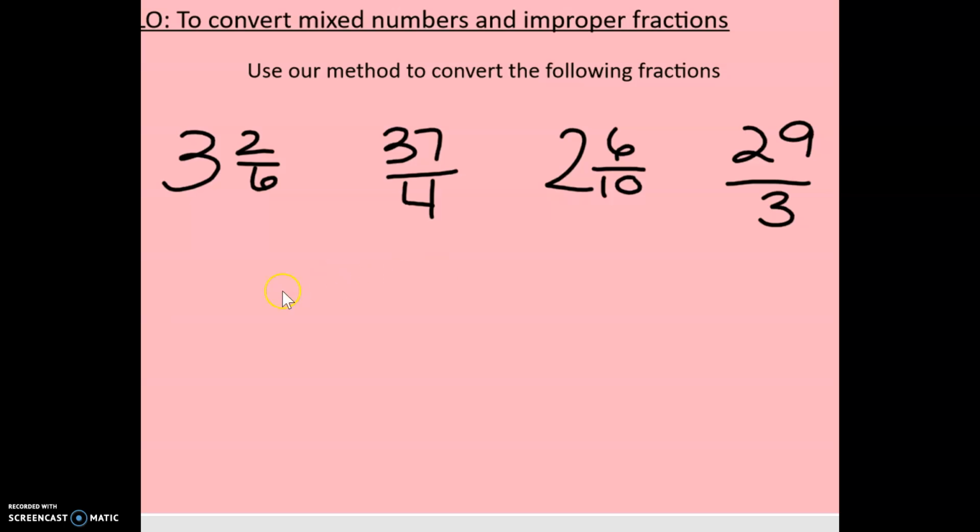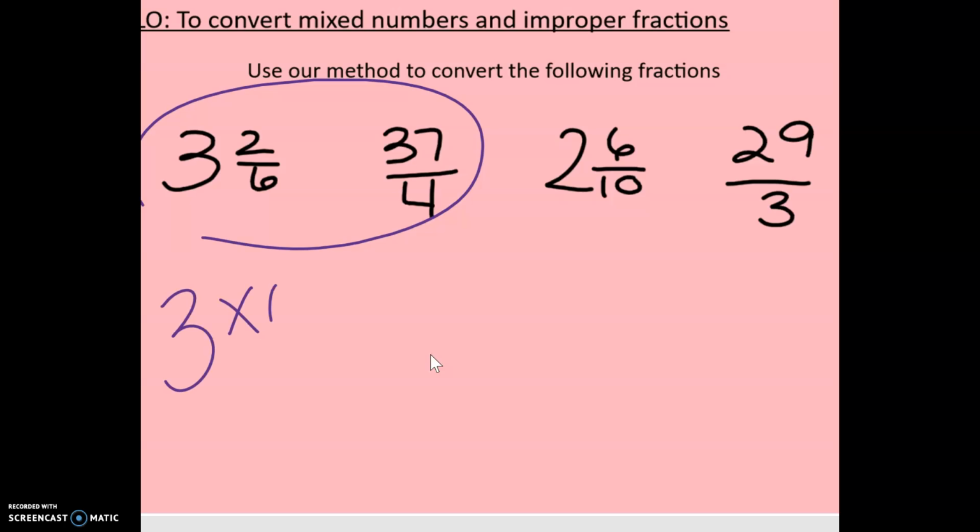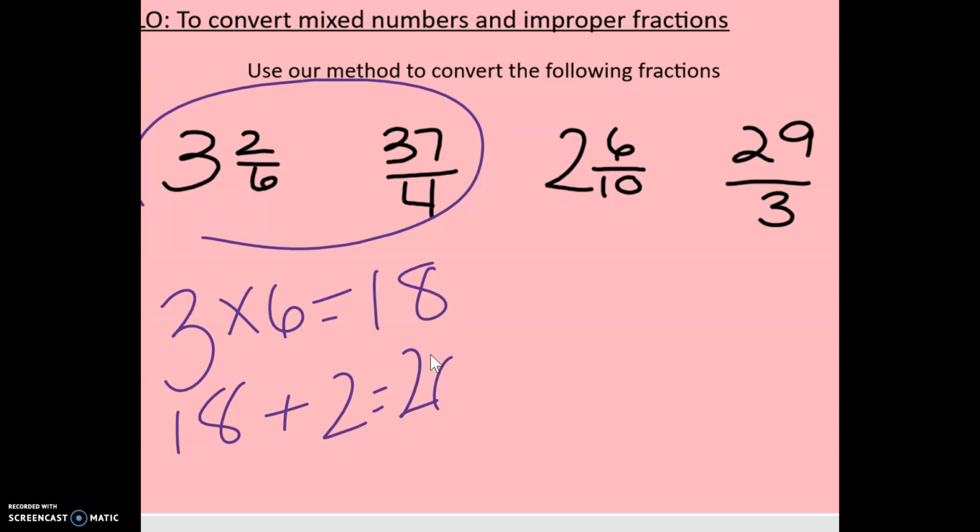Let's see if we can do some together. How about I do these 2 as an example and then you can try the other 2. So for 3 wholes and 2 sixths, I'm going to do 3 times 6, which is going to be, you've got it, 18. And then I'm going to do 18 add 2, which is going to give me 20, which means I've got 20 sixths.